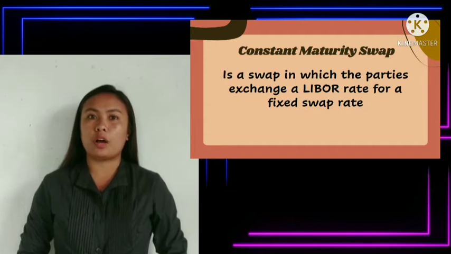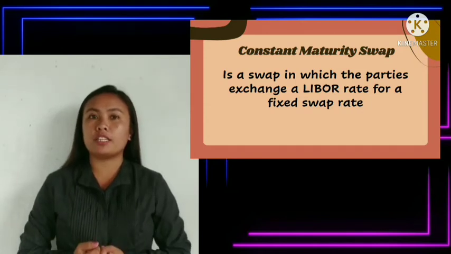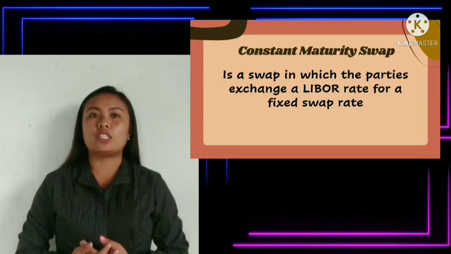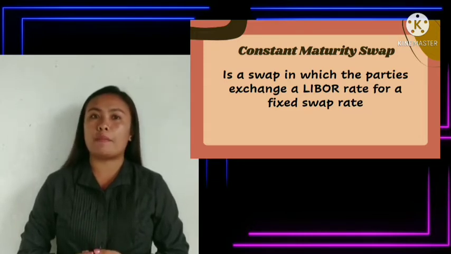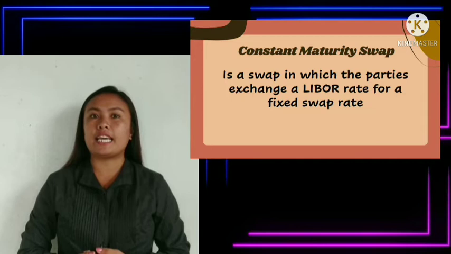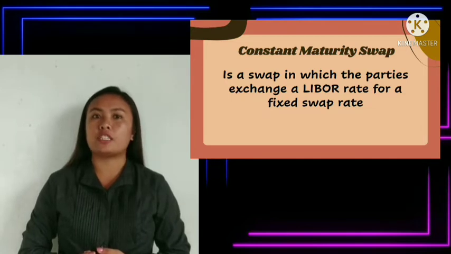Constant maturity swap is a swap in which the parties exchange a LIBOR rate for a fixed swap rate. This is also a variation of the regular interest rate swap, in which the floating portion of the swap is reset periodically against the rate of a fixed maturity instrument.